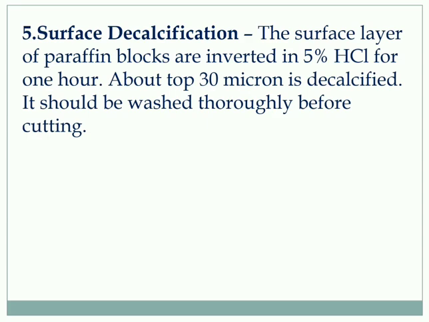Last one we have is surface decalcification. This is done after the decalcification is over and if the remaining calcium is present on the surface of the tissue. The surface layer of the paraffin blocks is inverted in 5% HCl for an hour. About the top 30 micron is decalcified. It should be washed thoroughly before cutting.